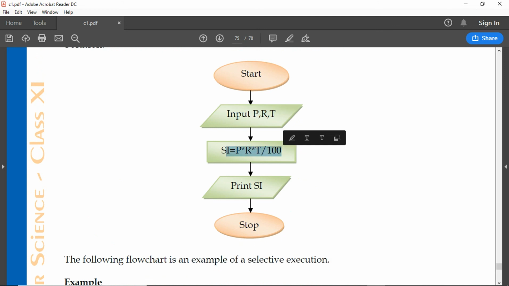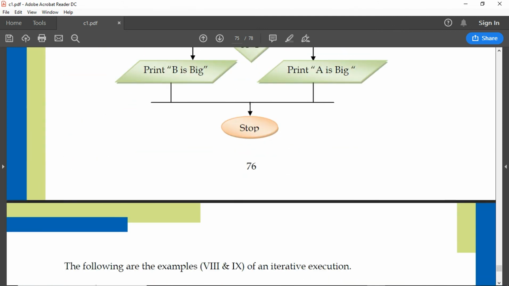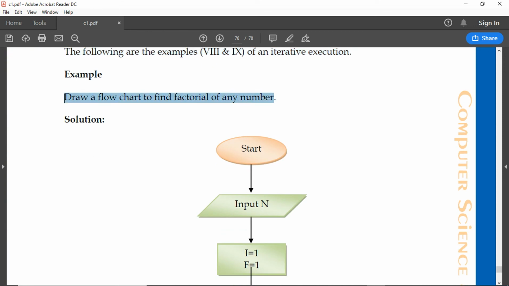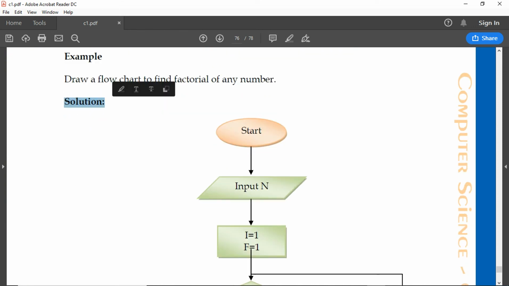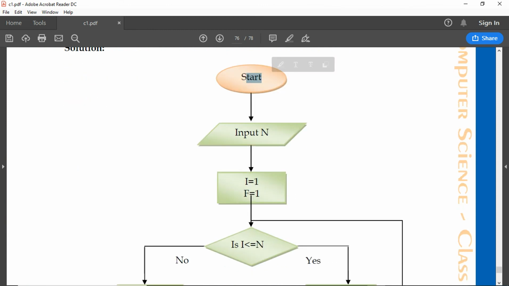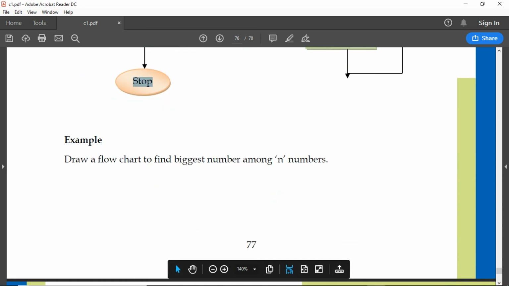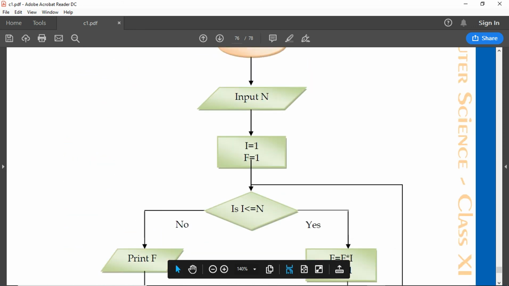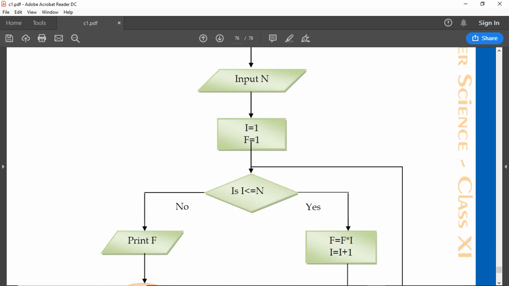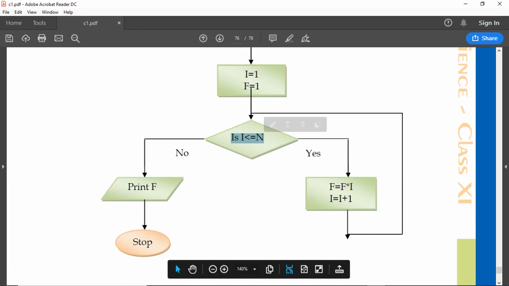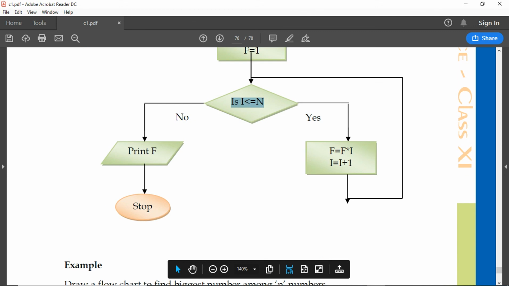The following are the examples, 8 and 9, of an iterative execution. Example. Draw a flowchart to find the factorial of any number. Solution. Example. Draw a flowchart to find the biggest number among n numbers. I equals 1. F equals 1. Print F. Stop. Yes, no. Start. Input n. Is I equals n? F equals F asterisk I. I equals I plus 1.